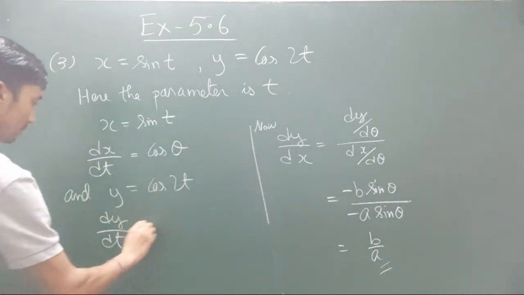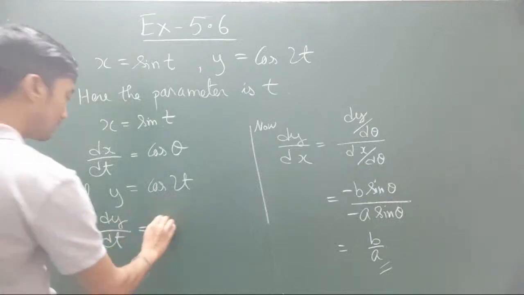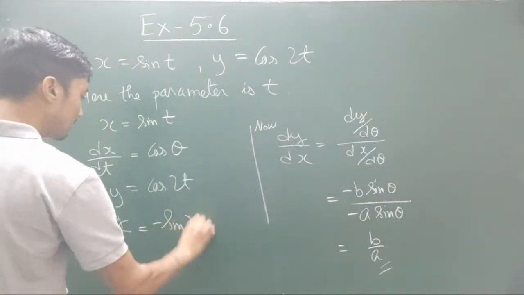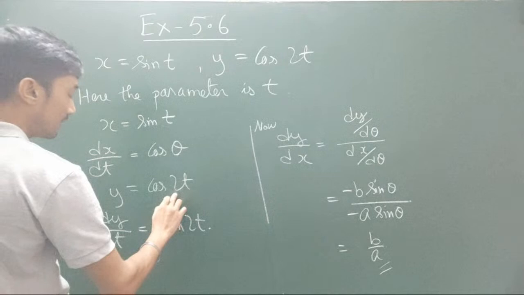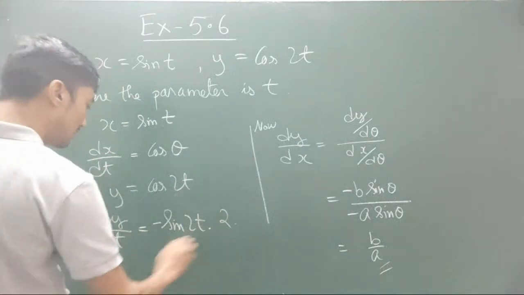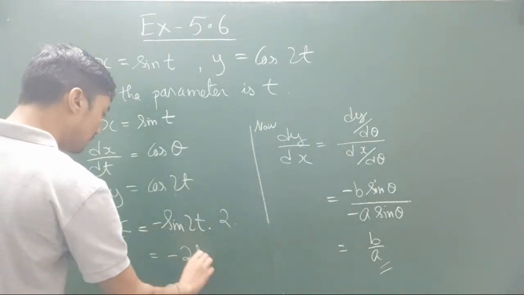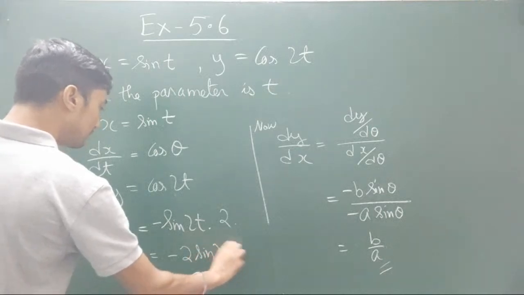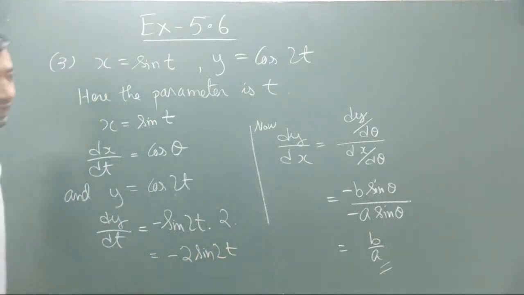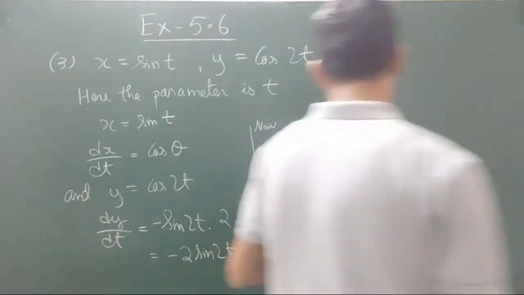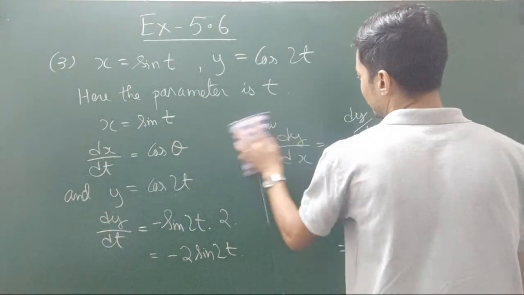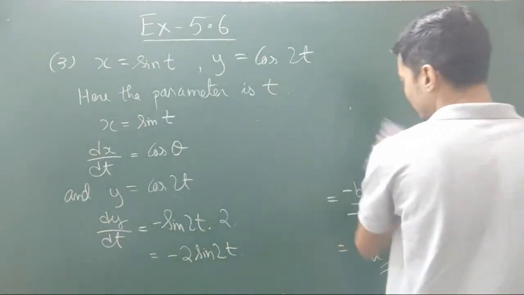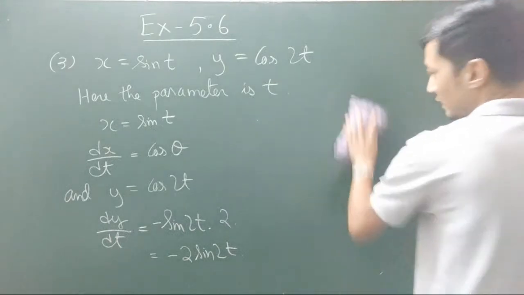dy by dt equal to derivative of cos is minus sine 2t. And what is derivative of 2t? Differentiation of 2t is 2. So that can be written as minus 2 sine 2t. Now we are already at the end part of differentiation, so I'm sure that all of you can do this properly, easily, I mean.